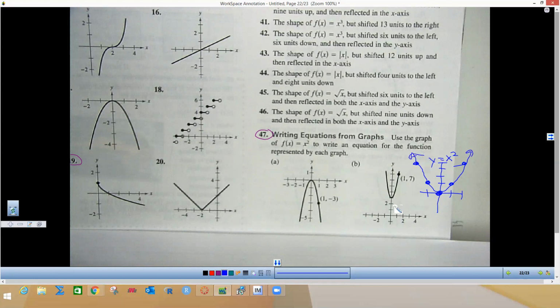So I'm going to do this graph first. It looks to me like the original vertex is here, but they moved it up 1, 2, 3. So I know right now that I've got an x squared and I'm going up 3. It did not move right or left, so I don't need any parentheses there, because the vertex didn't go right or left, it just went up 3.